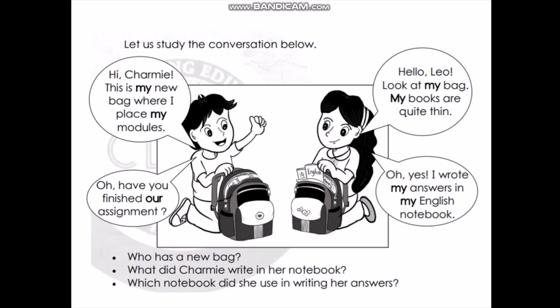Now let's answer the 3 questions below. So who has a new bag? Charmy or Leo? Very good. Leo has his new bag. Now what did Charmy write in her notebook? Very good. She wrote her answers in her English notebook. Now, which notebook did she use in writing her answers? Very good. It's the English notebook.